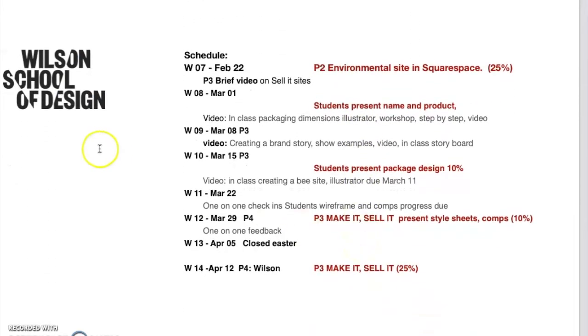If we have a look at how the schedule breaks down, this is very important, because what we're sort of looking at is starting on February 22nd, when you present your environmental site, you are basically dealing with 8 weeks. So within those 8 weeks, there's some pretty hard deadlines. So the first deadline is in week 1. You're going to present the name of the product, and obviously what kind of product it is.